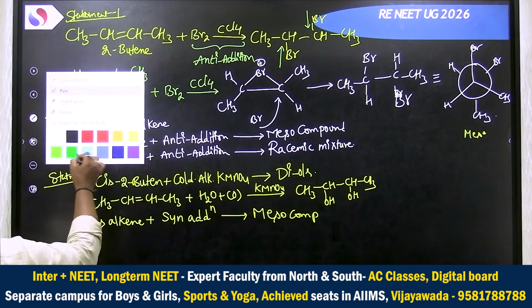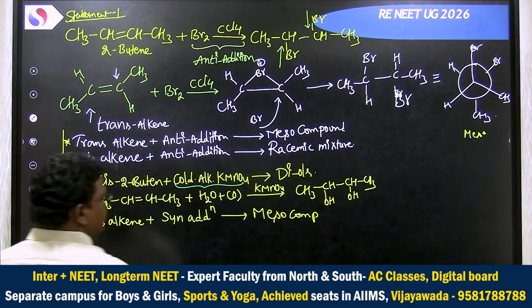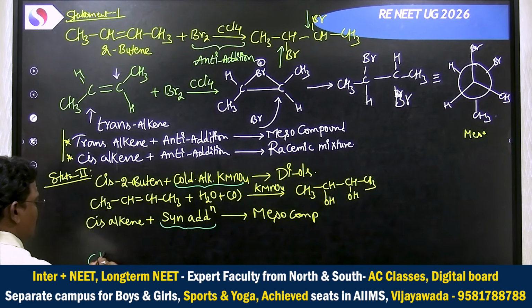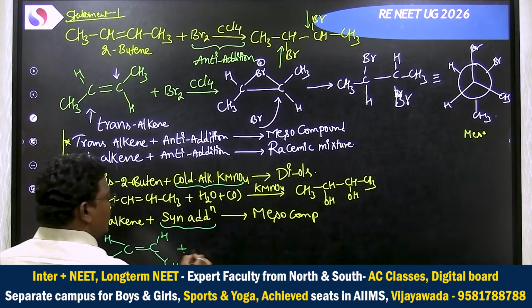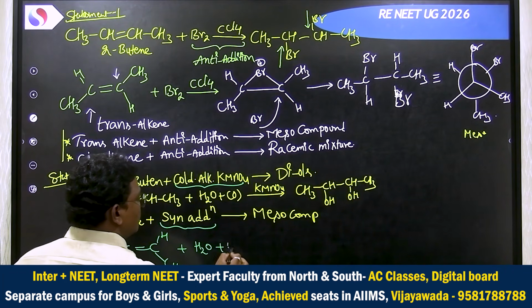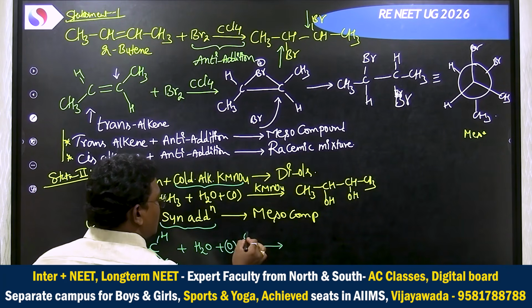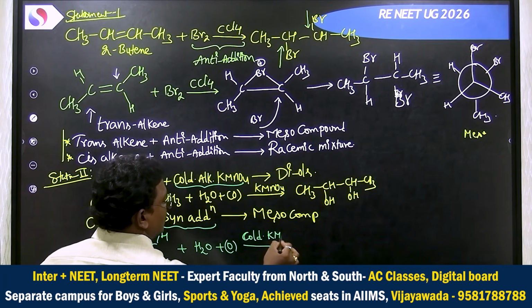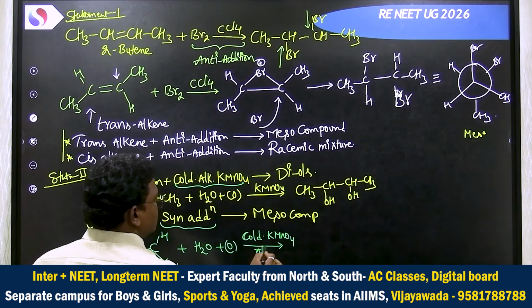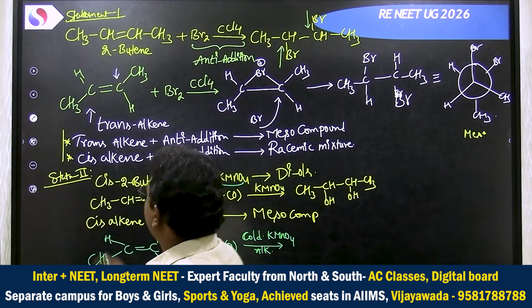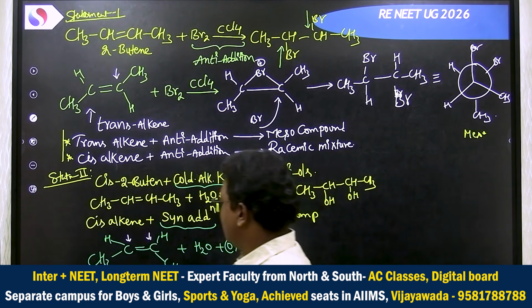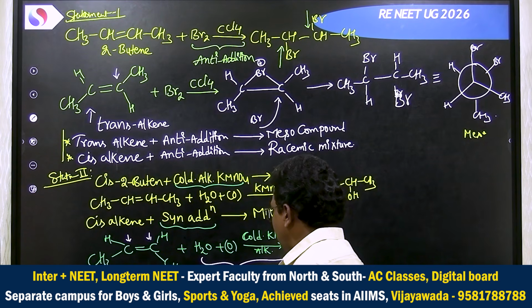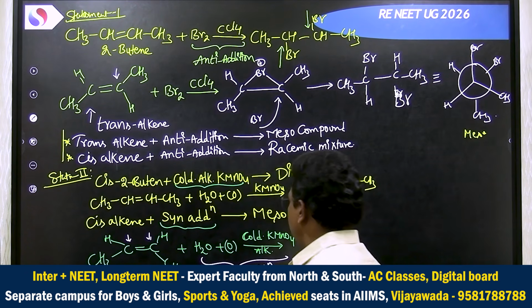How does cold alkaline KMnO4 react here? Cold alkaline KMnO4 is involved in syn addition. The question gave us a cis alkene. When it reacts with H2O, that is, in the presence of cold alkaline KMnO4, the two OH groups are added from the same side. That's why this is called syn addition.